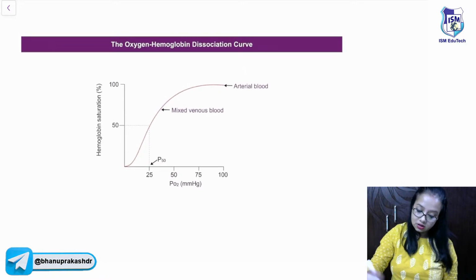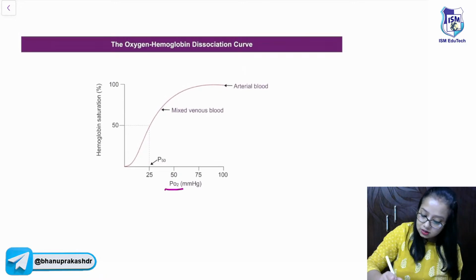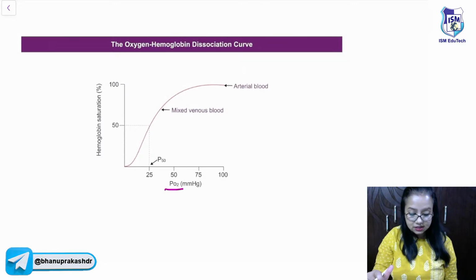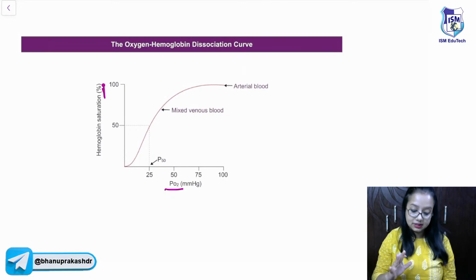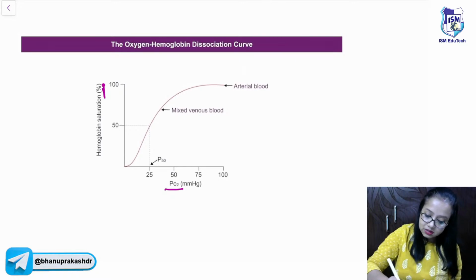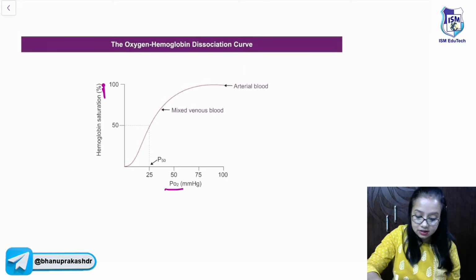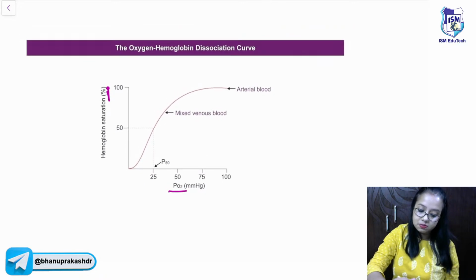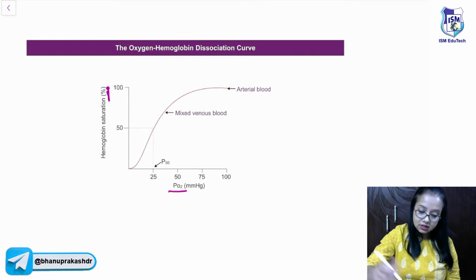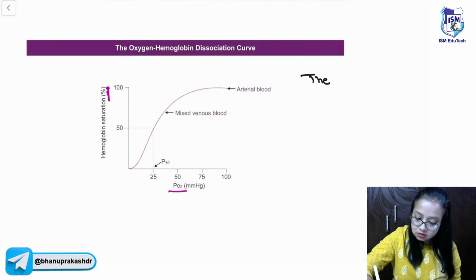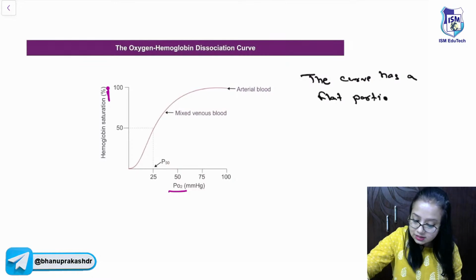So, this is a curve which represents the partial pressure of oxygen on the x-axis and the hemoglobin percentage on the y-axis. Below we can see the partial pressure written as 25, 50, 75, 100 like that. And on the y-axis scale, we have the percentage of saturation. So, look at the nature of the curve. It has got two parts. The curve has a flat portion.